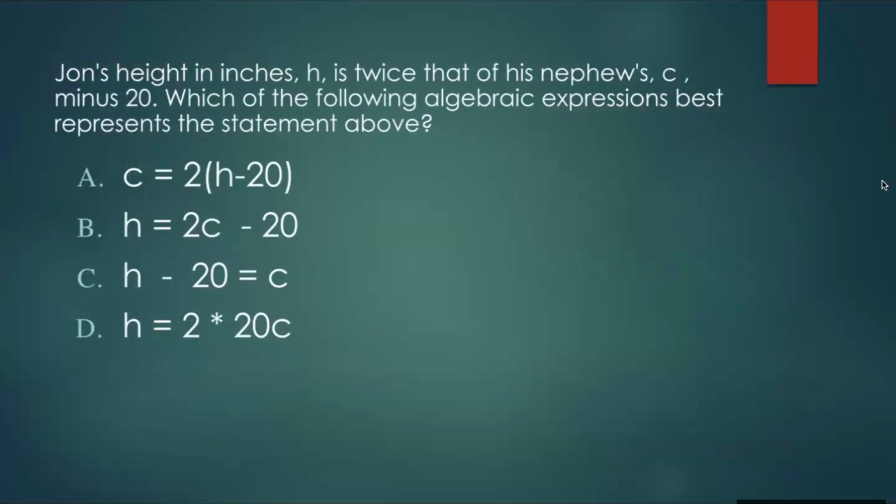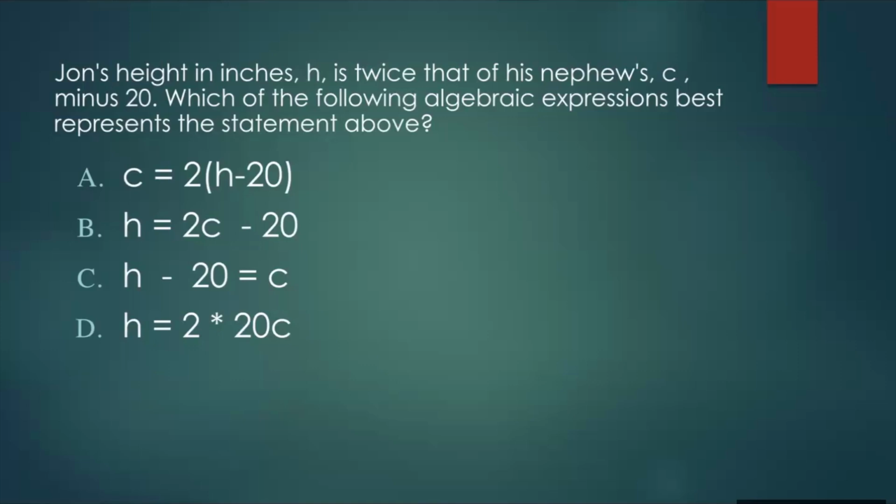Alrighty, so John's height in inches, h, is twice that of his nephew's c minus 20. Which of the following algebraic expressions best represents the statement above? Right, so we are trying to write out an equation that represents how to solve when we are given actual numbers for at least one of the variables, right?